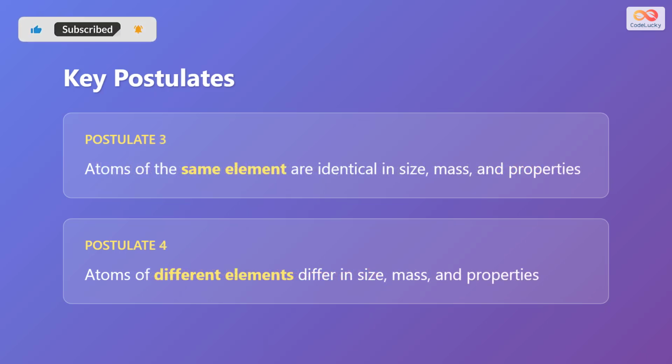Moving to postulates 3 and 4. Postulate 3 states that atoms of the same element are identical in size, mass, and properties. For example, every carbon atom is exactly like every other carbon atom. Postulate 4 tells us that atoms of different elements differ in size, mass, and properties. So a carbon atom is different from an oxygen atom in terms of its size, mass, and chemical behavior.